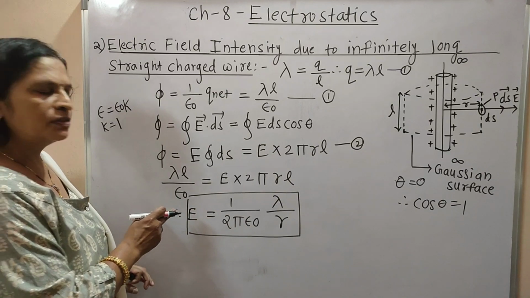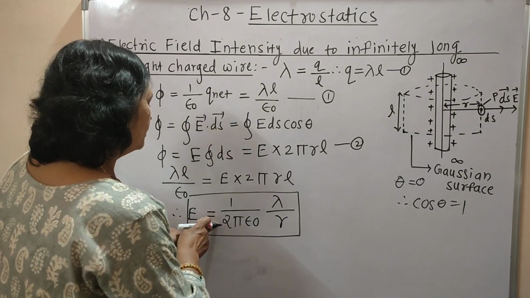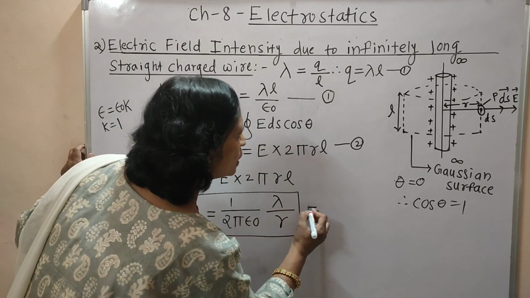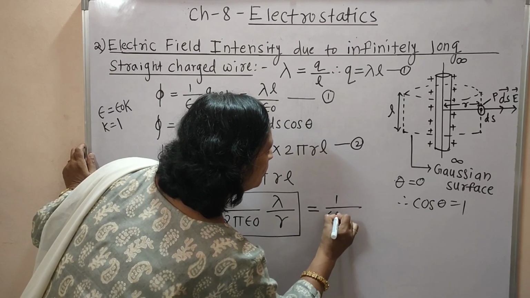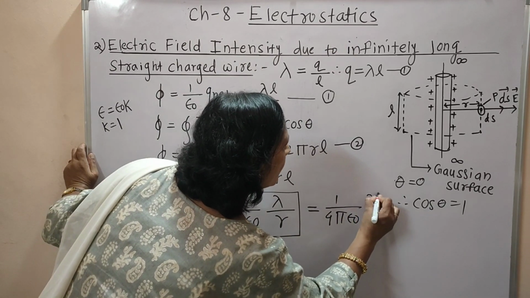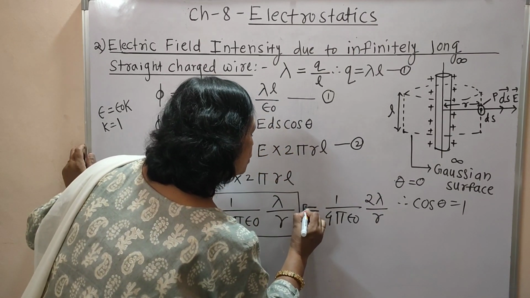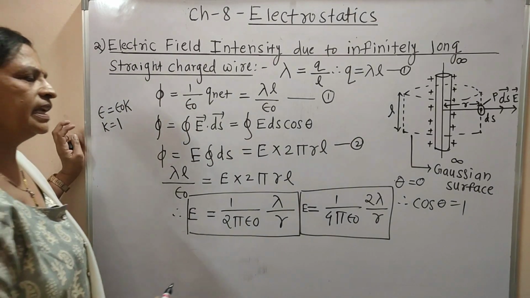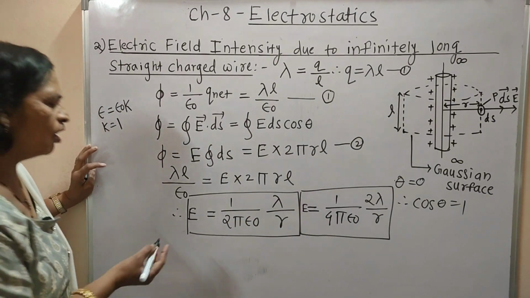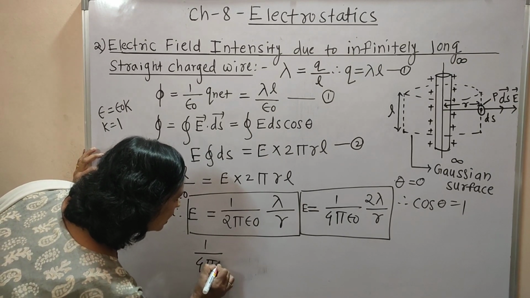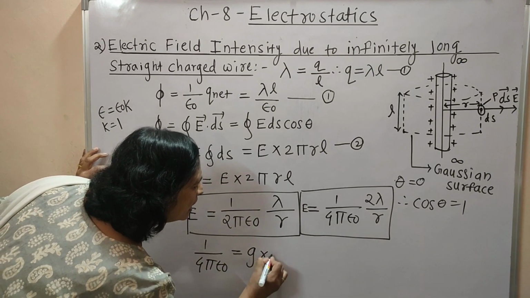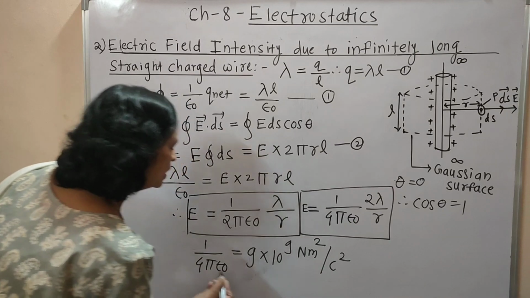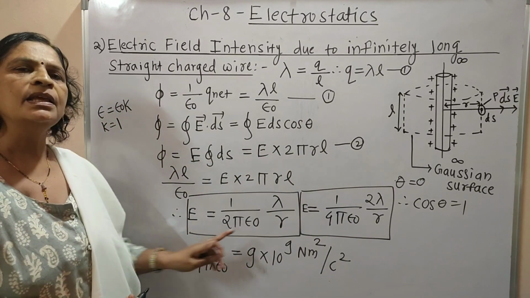We can write this formula in another form. If we multiply and divide this equation by 2, it becomes 1 by 4 pi epsilon naught into 2 lambda divided by r, and we can use this second formula to calculate the electric intensity. This 1 by 4 pi epsilon naught is Coulomb's constant, and its value is 9 into 10 raised to 9 Newton meter square per Coulomb square. This value is useful for solving problems.